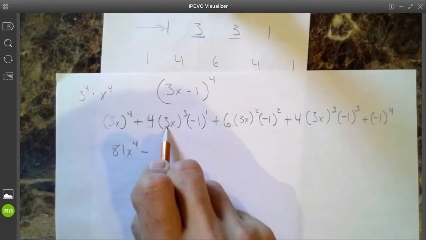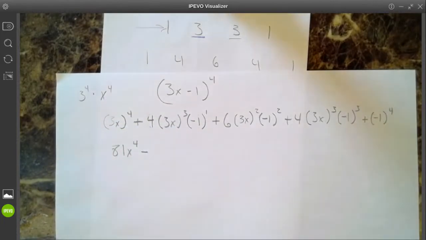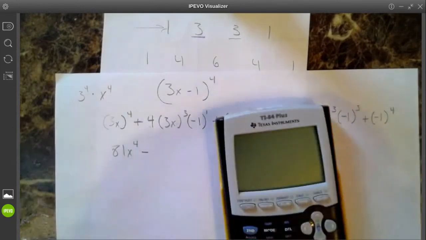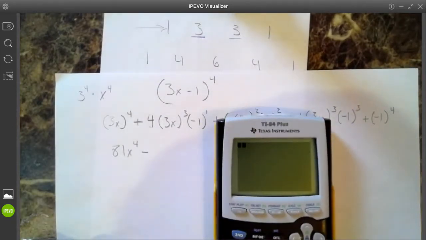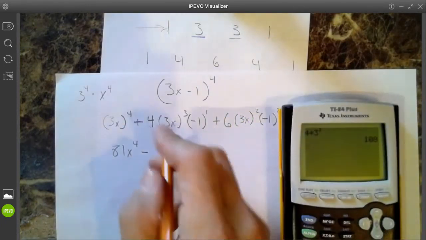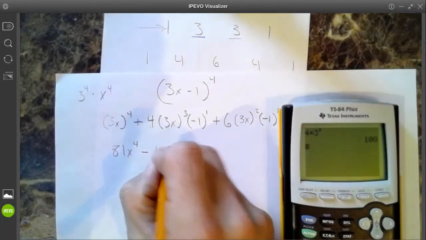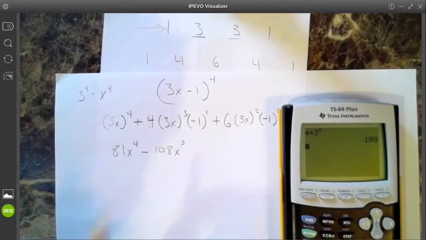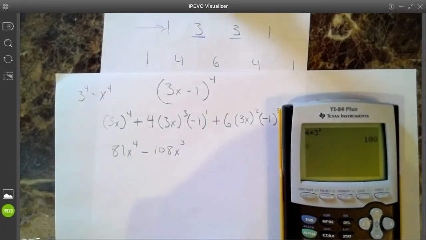4 times 3 to the third. Let's see here. Yeah, I went and found my calculator and dropped my calculator. So I'm going to do 4 times 3 to the third. That's equal to 108. So minus 108, and that'll be x to the third. So because it was a 1 here, it's kind of nice. The numbers don't get too big.